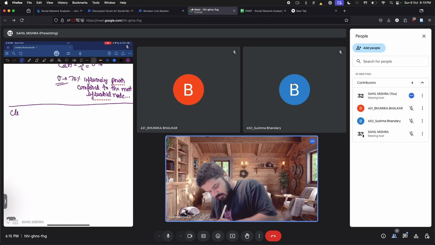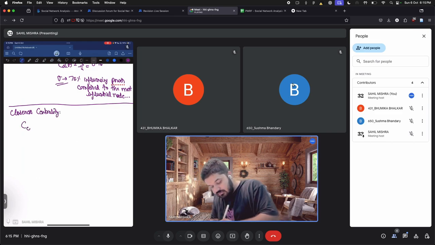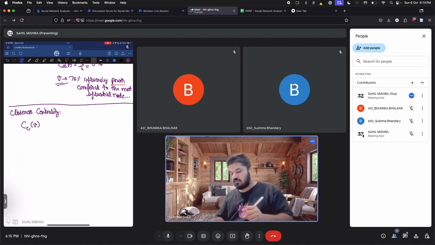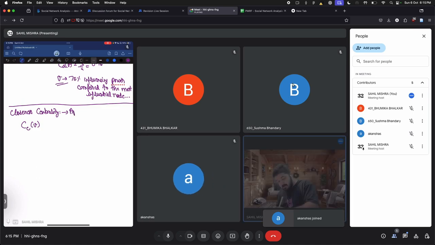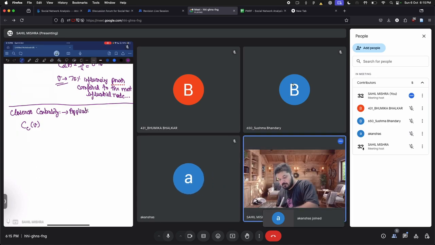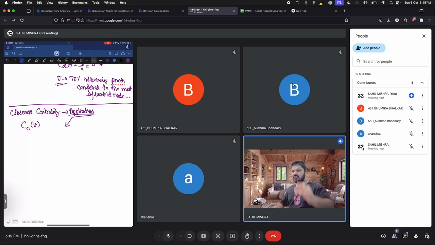So next thing is closeness centrality. Obviously it's represented as C, closeness of node V. So let's discuss the applications first. Applications of closeness centrality. If you guys have any doubts, just raise your hand, or you can unmute yourself, because there are not a lot of people, so you can discuss the doubts here as well.